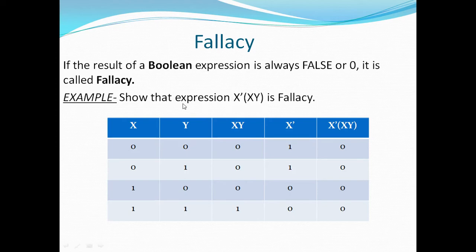Suppose in this expression you have to show that this expression is fallacy. So what we will do, we'll make the truth table for it. How many inputs are there? Only x and y. So 2 inputs are there. 2 inputs mean 4 possible combinations. So we write all 4 possible combinations and just make the truth table for this expression. Fine. This is the possible outcome. So for all the possible combinations, this is the output value and all are 0, or we can say false. That's why it is showing fallacy.